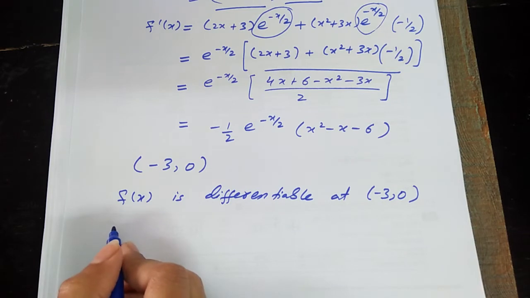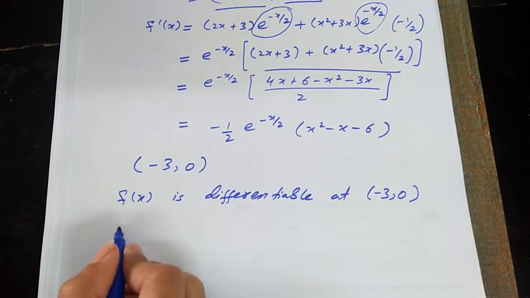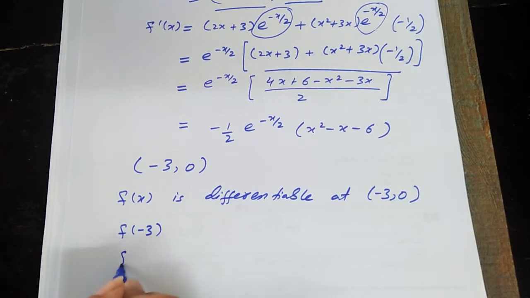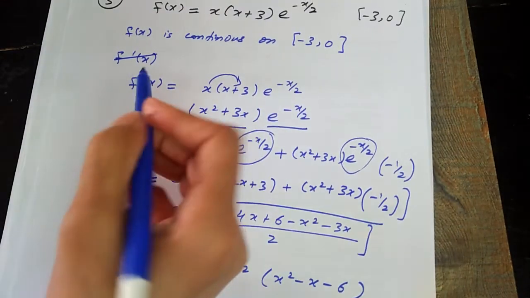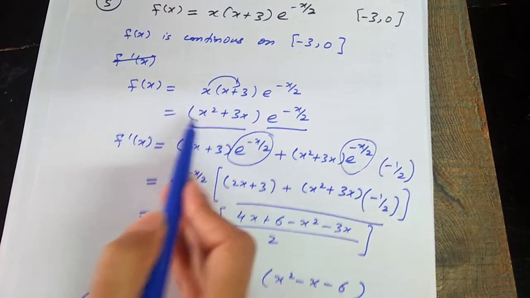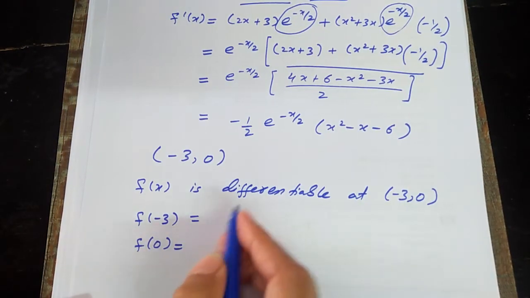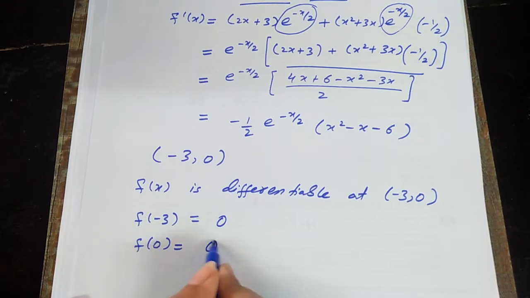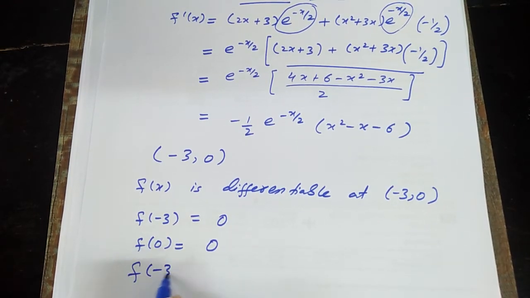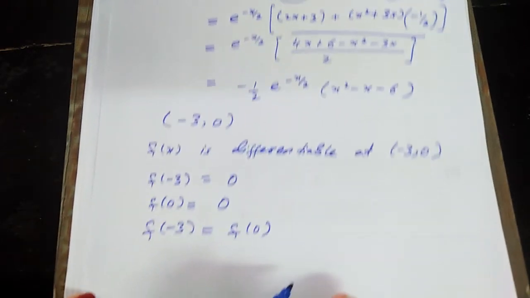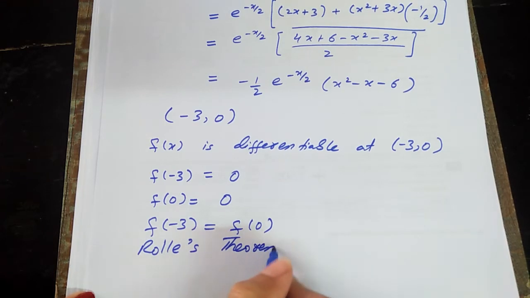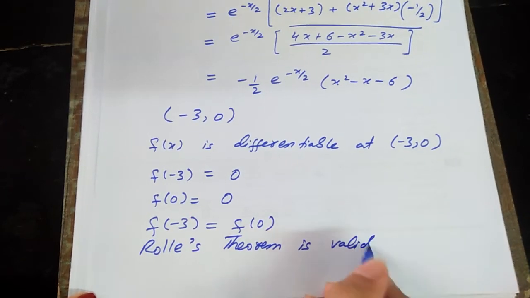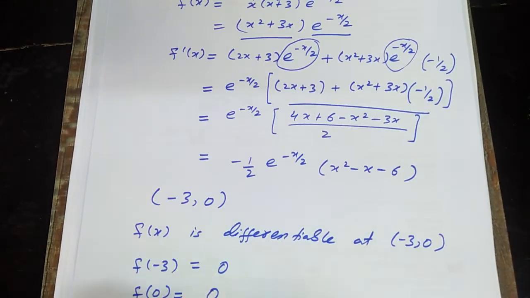So your Rolle's theorem is satisfied if f of minus 3 and f of 0 becomes equal. Put the value minus 3 in place of this x here and get the answer, f of minus 3. So it will be 0, and f of 0 will also give you 0. So since f of minus 3 is equal to f of 0, it means Rolle's theorem is valid. Now we have to calculate the value for c.